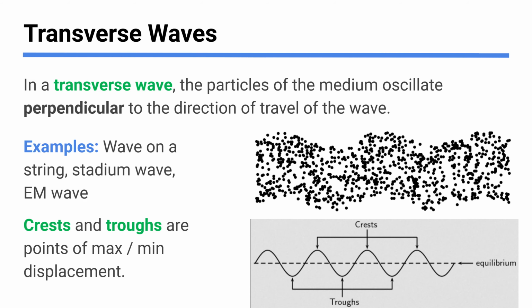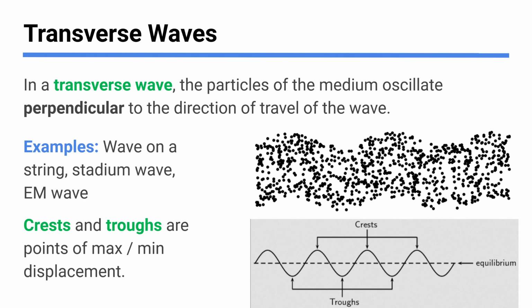For a transverse wave, we'll often name the peaks and valleys, the tops and bottoms of the wave, crests and troughs is what we're going to call those. So the point up at the top, we call a crest. The point down at the bottom, we call a trough.